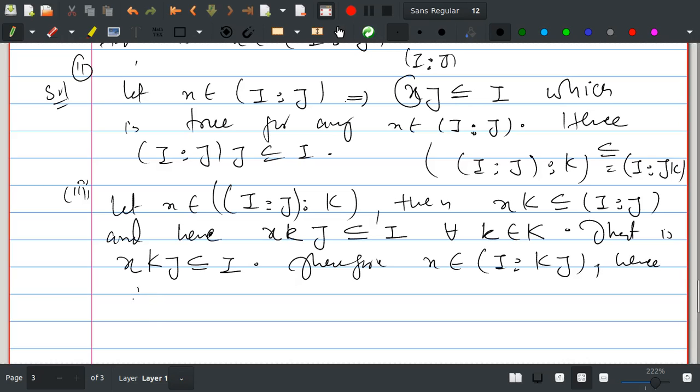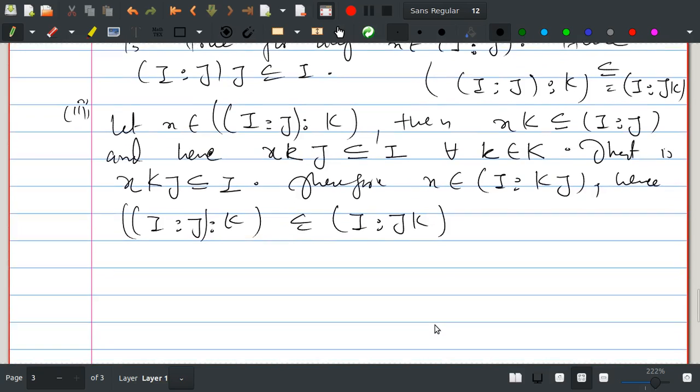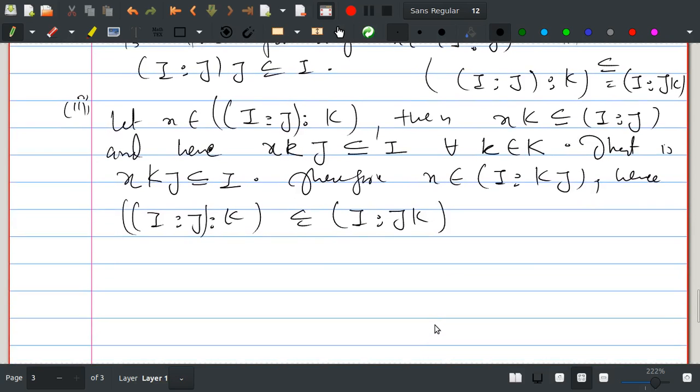Hence (I : j) : k is contained in I : jk. Now to prove the reverse containment, let us suppose x is an element of I : jk.